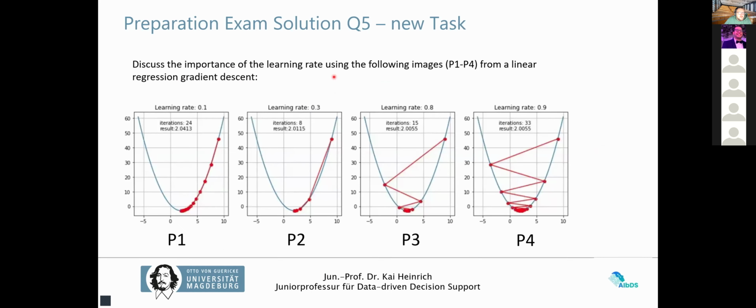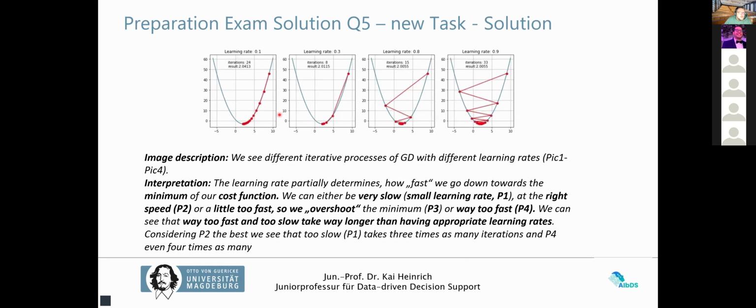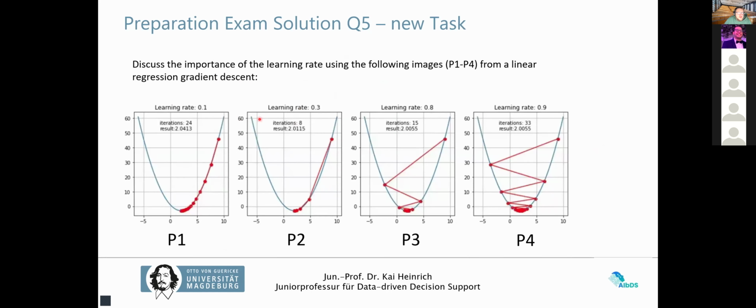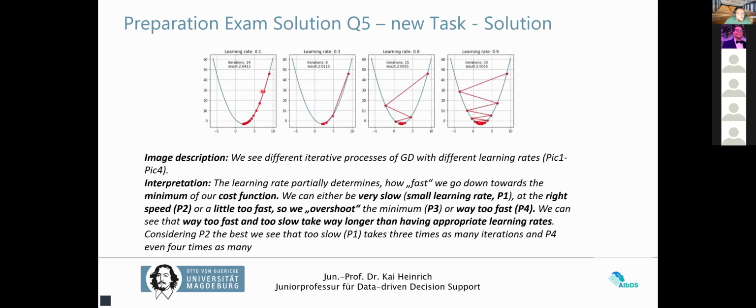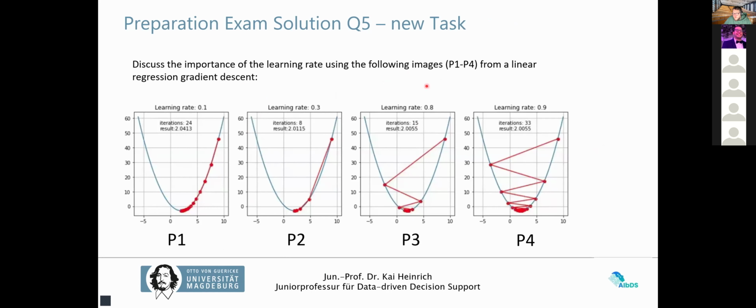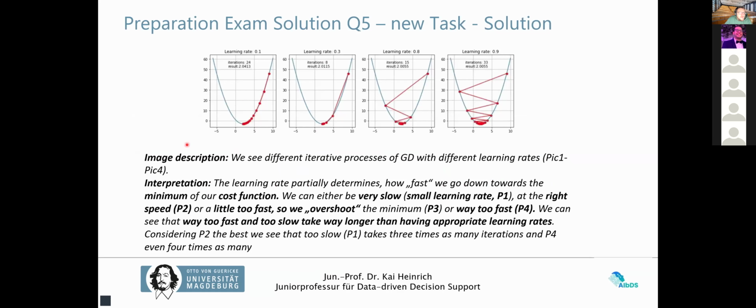Discuss the importance of learning rate using the following images from a linear regression gradient descent. In a specific task, I will also ask you, and I thought I asked you this, that what you see on the image is important. So "discuss" is the first thing. This is a little bit loose here. It is a question where you need to think analytically a little bit. The first thing I want is: what do you actually see on the image?